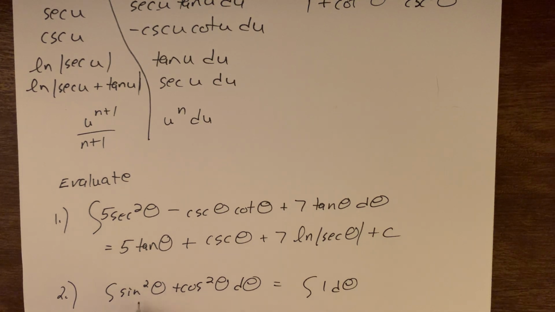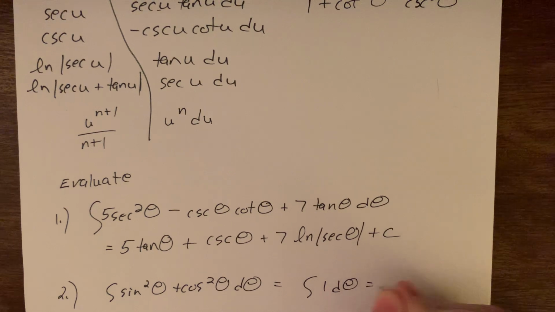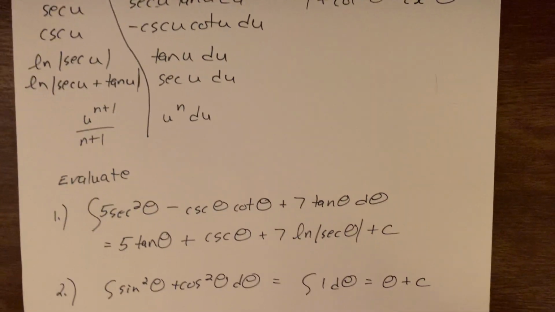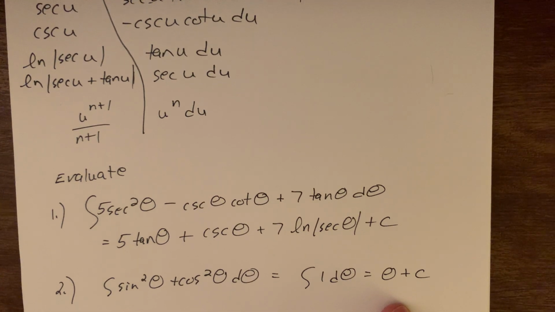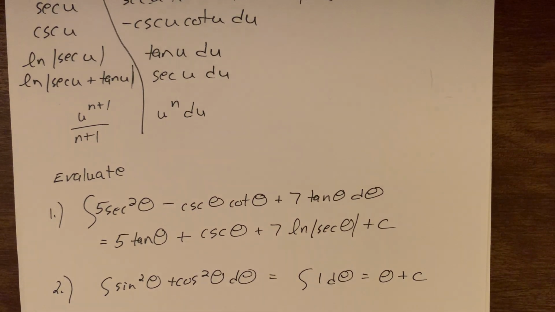Instead of 2 pieces, now there's only 1 piece and it's a simple piece. Just one little thing, just don't miss that the variable here is theta. So the anti of 1 is not x here. The anti would just be theta plus c. So still, not too bad.